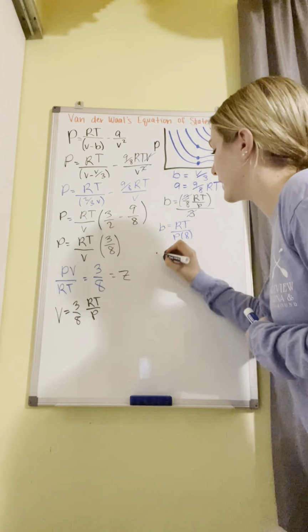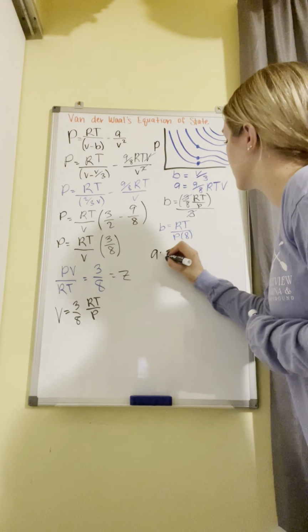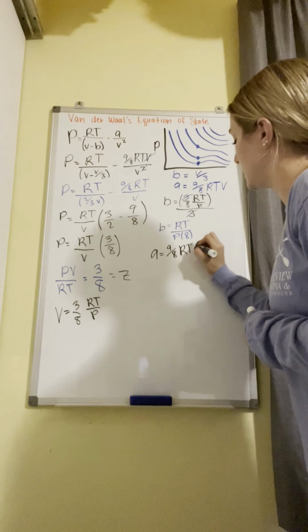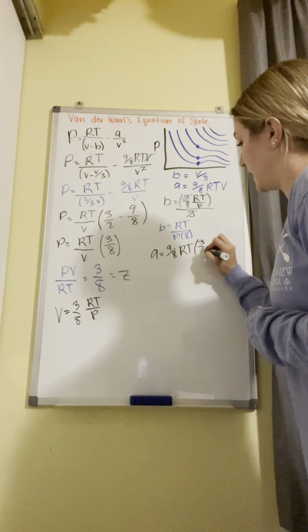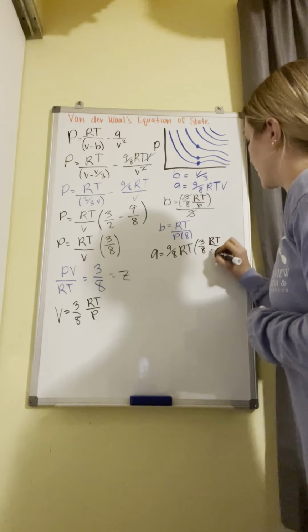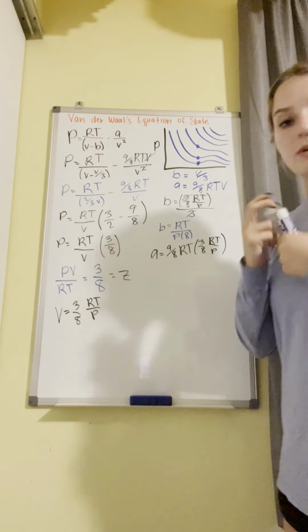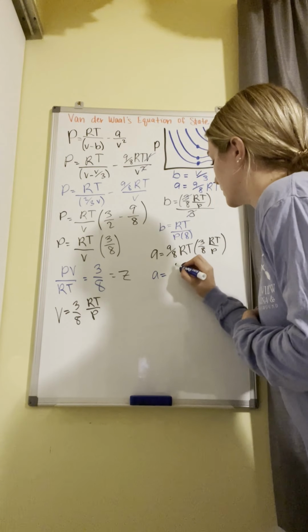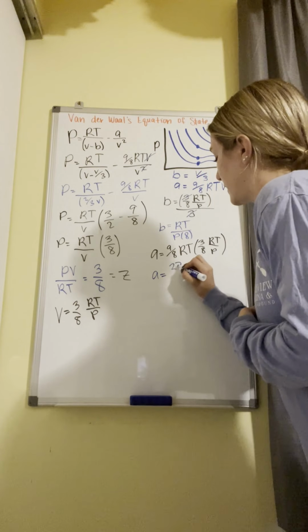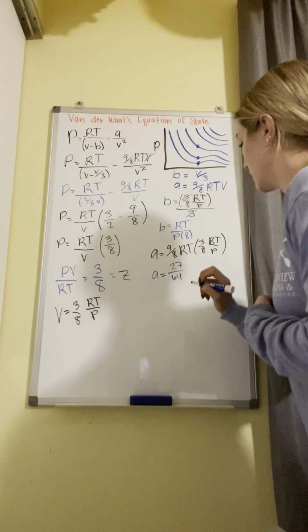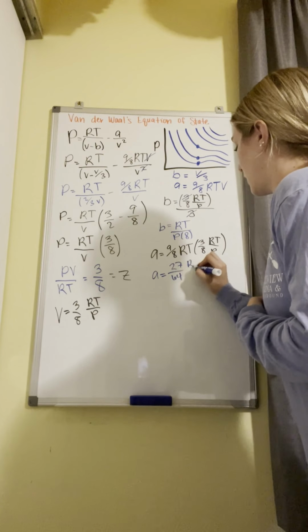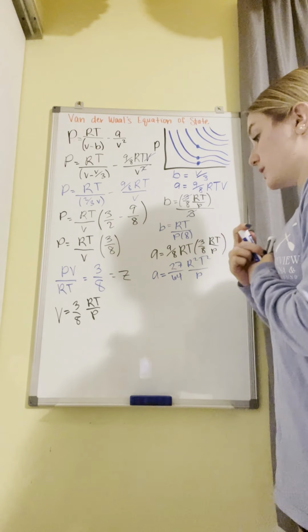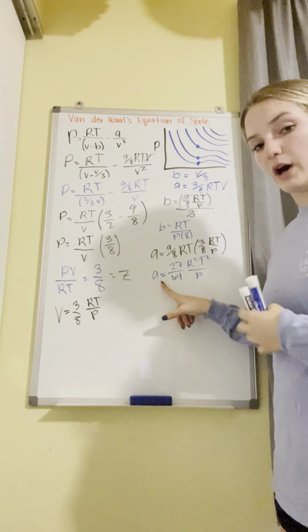Now let's do that for A. So we are going to have A is equal to 9/8 times RT times 3/8 RT over P. If we multiply this out, we are going to get A is equal to 27 over 64 R squared T squared over P. So now, this is our new numerical value for A.